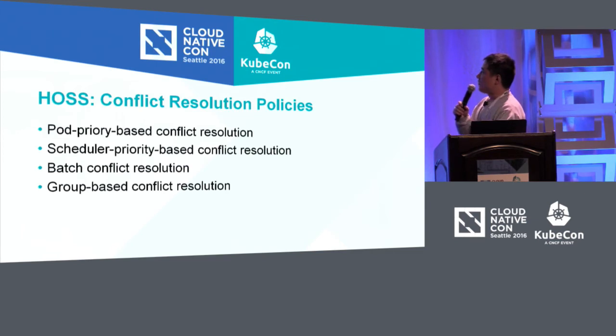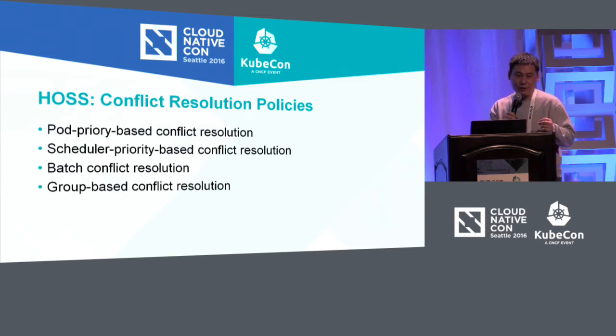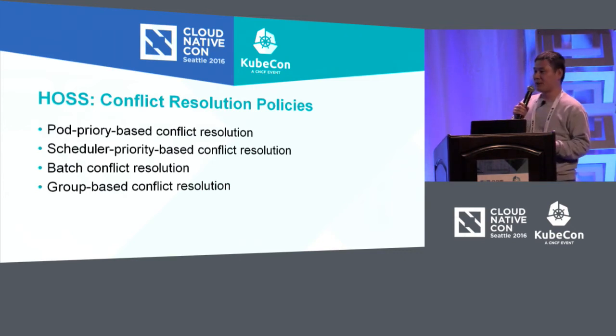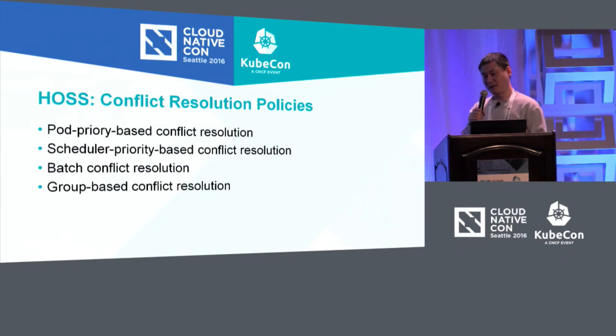And we support batch conflict resolution. This means that when a scheduler submits a binding request, it can submit multiple binding requests together. This probably is not very useful for the Kubernetes default scheduler because it schedules pods one by one. But for some schedulers that schedule pods in batch, this is pretty useful. It improves the performance.